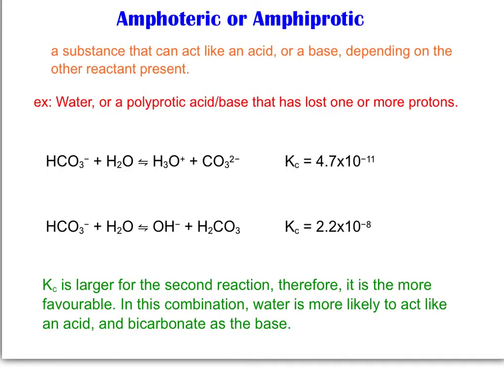Okay, now these do actually have Kc values in real life, and we can see that in the second reaction, it's got a larger Kc value. This means that the products of this reaction are more favorable than the products of this reaction. So what this means is that water and bicarbonate together are more likely to make hydroxide and carbonic acid molecule together. Okay, so in this case, water is more likely to act like the acid and bicarbonate as the base. This isn't a really big piece of it, but it is a bit of an extension, and we'll get into a little bit more of this analysis in a little bit.